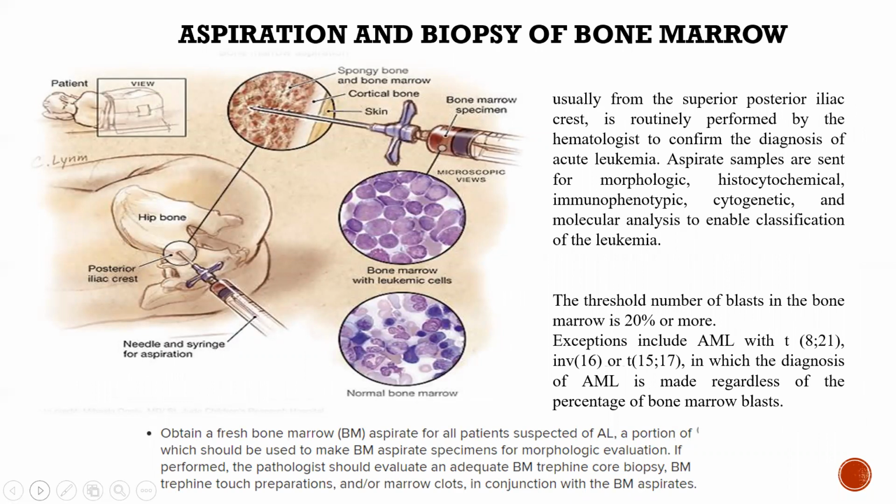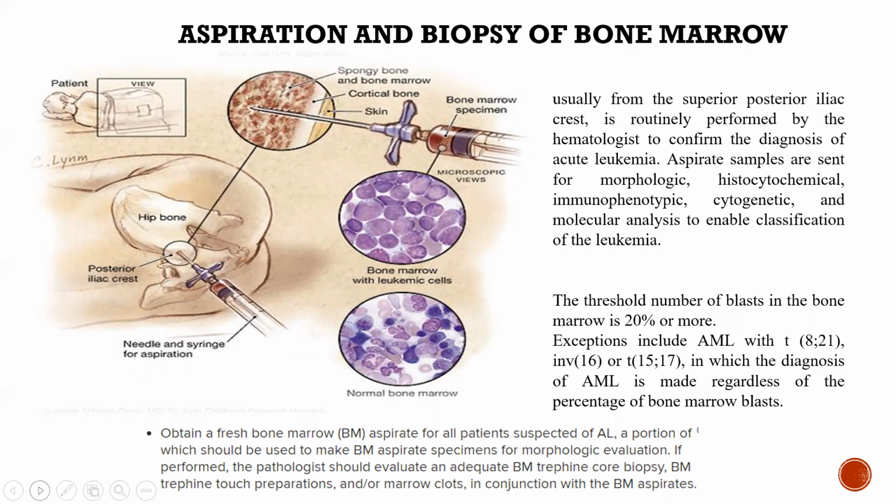Aspiration and biopsy of the bone marrow, usually from the superior posterior iliac crest, is routinely performed by the hematologist to confirm the diagnosis of acute leukemia. Aspirate samples are sent for morphologic, histochemical, immunophenotypic, cytogenetic, and molecular analysis to enable classification of the leukemia. The threshold number of blasts in the bone marrow is 20% or more.